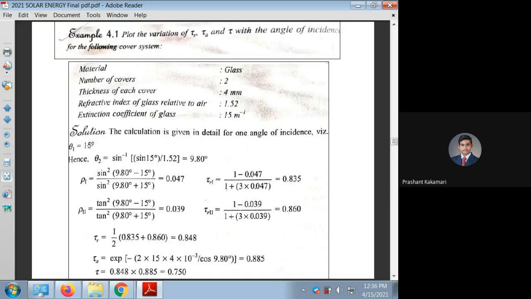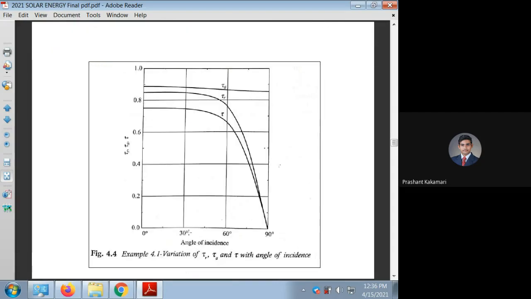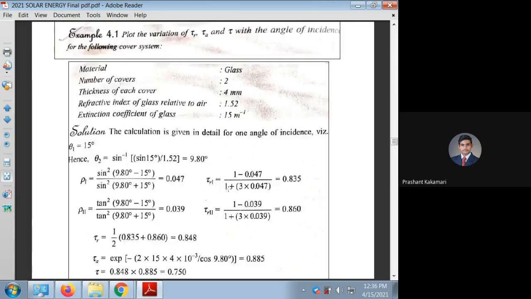Okay, in the problem, you have taken 15 degrees. At a later stage, to plot this graph, you can take different angles: 30 degrees, 45 degrees, 60 degrees, 20 degrees, 90 degrees, 80 degrees. The problem set itself has 10 problems, 9 of them for tests and exams. Okay.